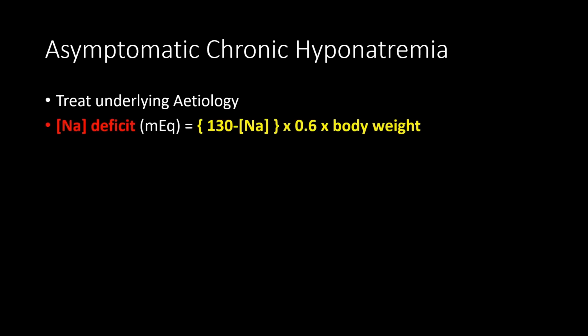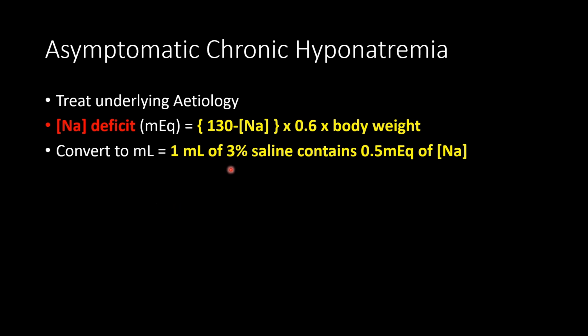The sodium deficit is calculated like this: 130 minus the serum sodium, multiplied by 0.6, multiplied by the body weight. Suppose the serum sodium is 115, so this will come to be 15 into 0.6, that will be 9, into body weight. Suppose the body weight of the child is 60, so it will be 9 into 60, that is 540. So we have to calculate the sodium deficit in milliequivalents, then we have to change the milliequivalent to ml by multiplying by 2, because 1 ml of 3% saline contains 0.5 milliequivalent of sodium. So, hypertonic saline we have to give slowly.